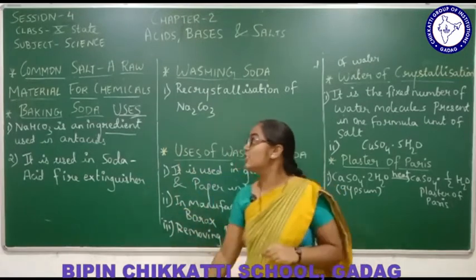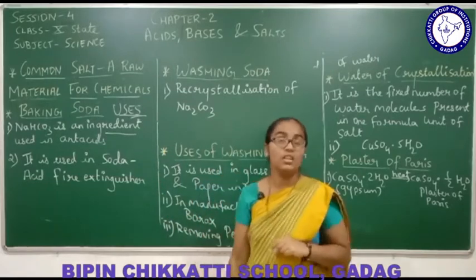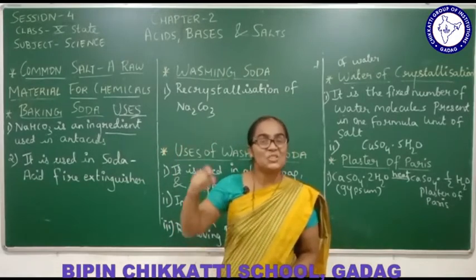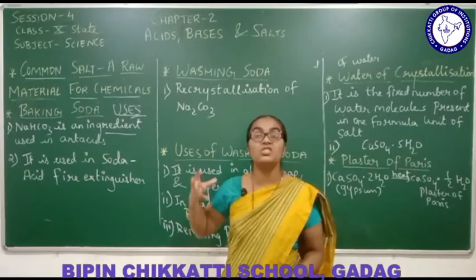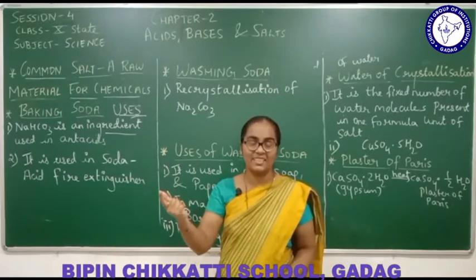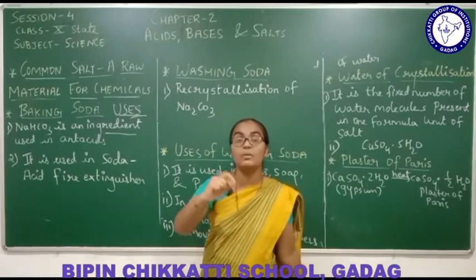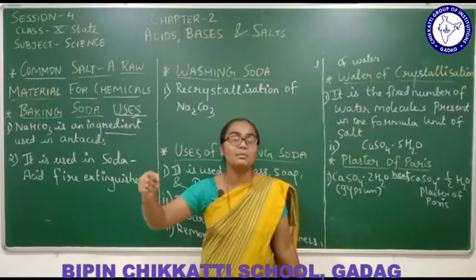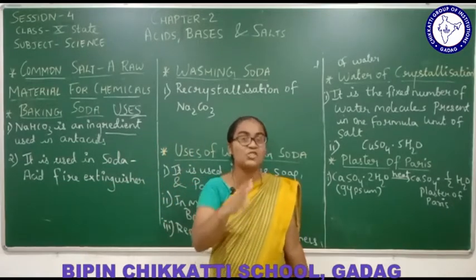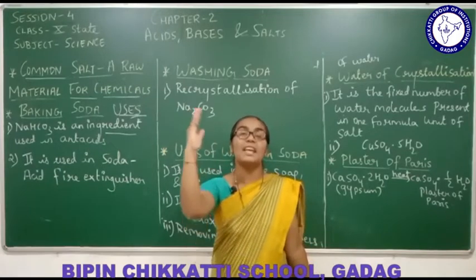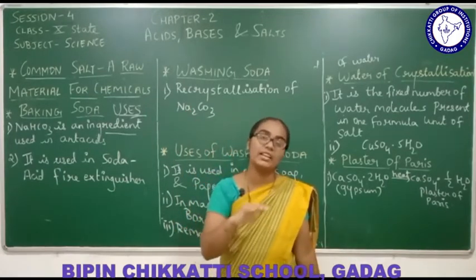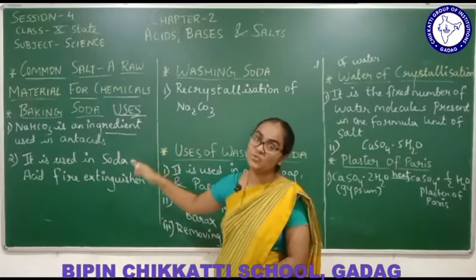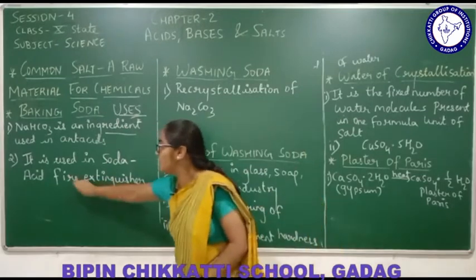Now the second use is in the soda acid fire extinguisher, the red color cylinder which is used to extinguish fire, right. In that, sodium hydrogen carbonate powder is used because it releases carbon dioxide gas. You have seen that when sodium hydrogen carbonate is decomposed, carbon dioxide gas is released. That carbon dioxide gas is the extinguishing agent. It cuts off the fire from atmospheric oxygen, and thereby the fire gets extinguished. So sodium hydrogen carbonate, baking soda, is used as one of the ingredients in fire extinguishers.